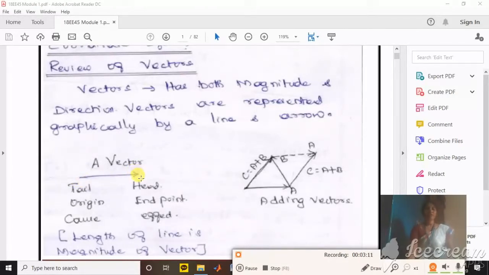Where exactly we need to have the analysis to identify the electric field intensity or force or anything, that is going to be your effect, and all the other points are going to be your cause. The length of the line will represent the magnitude and the arrow mark will represent the direction.